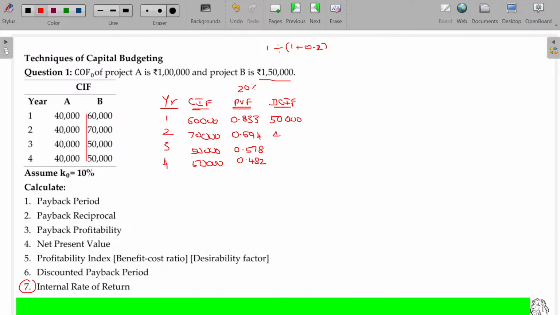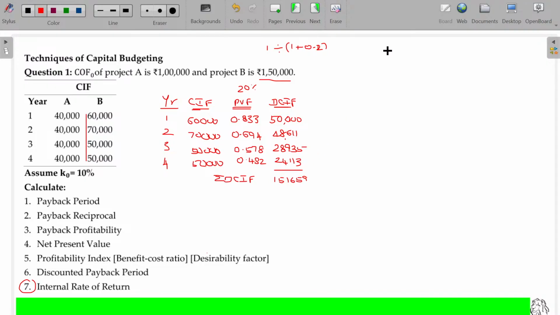Next, 48,611. Don't panic with the rounding error. It will have an error of around 2 digits also sometimes. Don't panic. Then 28,935. The last one 24,113. The total value being 1,51,659. This is the summation of discounted cash inflow.